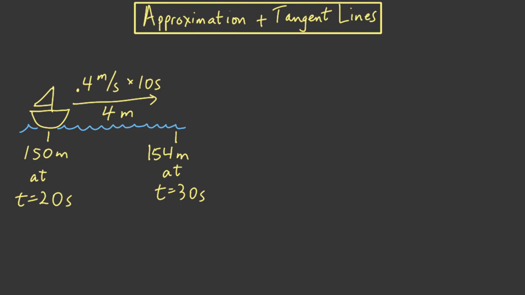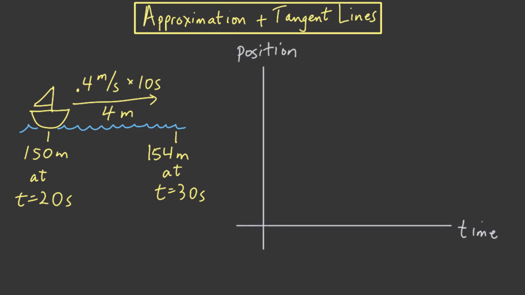Let's see what this has to do with tangent lines. Our position at time t is given by the function x of t. And we know two things about x. First, we know that x of 20 is 150. So that means the point (20, 150) is on the graph of x. And the second thing we know is that x prime of 20, the velocity, is 0.4 meters per second. And that's the slope of the tangent line at this point.